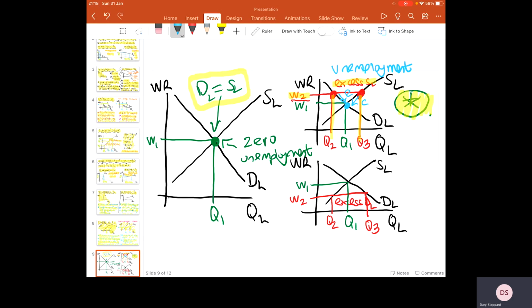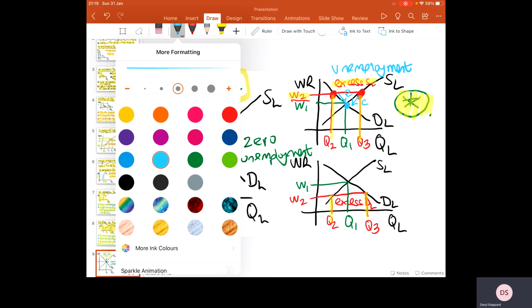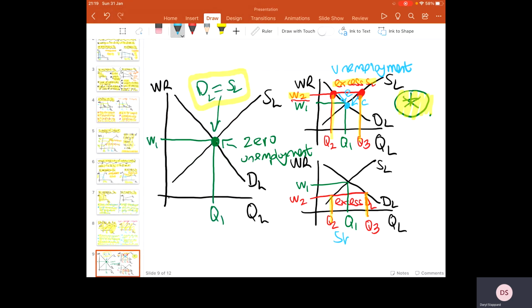Now look at the bottom diagram. If we set a wage rate below W1, so below the equilibrium point, this time you would get an excess demand for labour. Supply of labour would be at Q2, not enough in effect, but the demand for labour would be all the way out here at Q3. So in other words, what we're going to get this time are shortages of workers. The wage rate on offer is not enough to incentivise enough people to want to supply their labour.